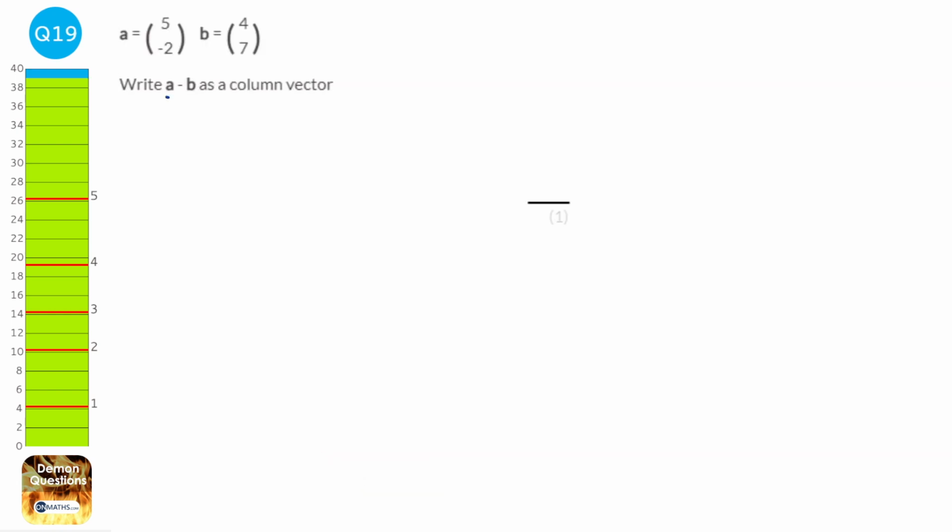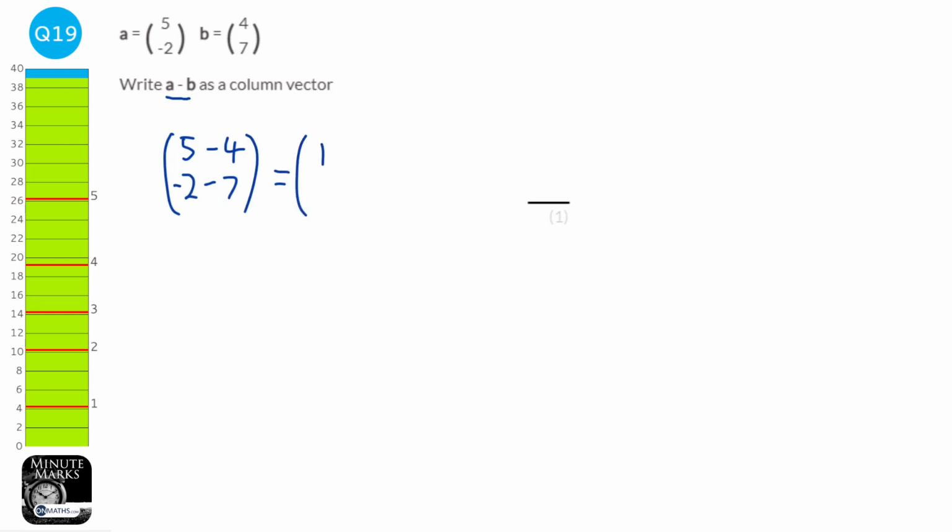So here we're asked for A minus B. So in our vector we're going to do A, which at the top is 5, take away B, which at the top is 4. And we're going to do the same with the bottom. So we're going to take away the minus 2, take away the 7. 5 take away 4 is going to be 1. Minus 2 minus 7 is going to be minus 9. So our vector will be 1 at the top and minus 9 at the bottom.